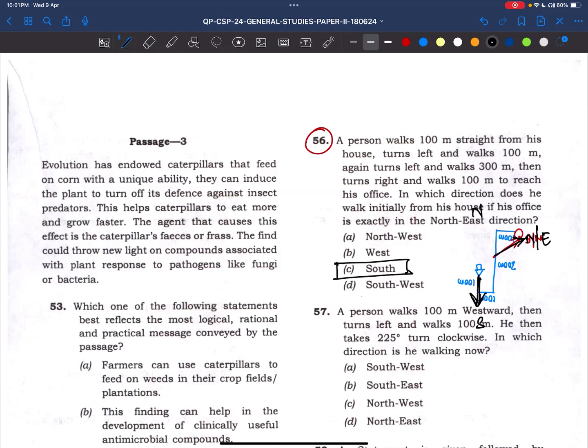Okay, in the exam also, you better draw the diagram. And if you get such a type of question, you tilt your question paper according to the angle and check the direction.